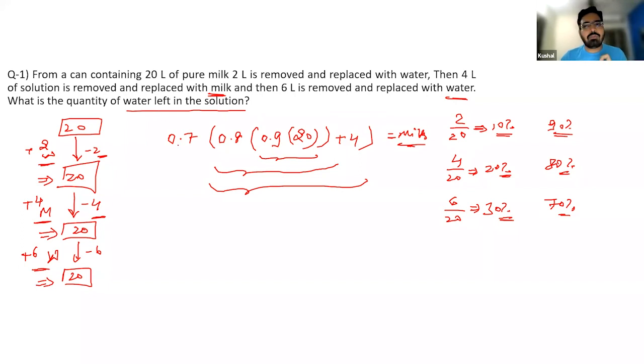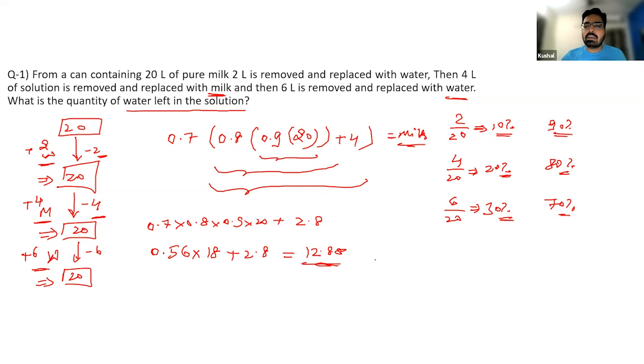They had asked you the quantity of water specifically. So we will have to calculate this and subtract it from 20 to be able to get down to this. So we get what? 0.7 into 0.8 into 0.9 into 20 plus 0.7 into 4, which is 2.8, right? So if I look at this, this is going to be 0.56 multiplied by 18 plus 2.8, right? So this is going to be the solution. If you solve this, this will turn out to be in all probability 12.88. Let's not put in too much time in calculation. So this will be 12.88 as the quantity of milk.